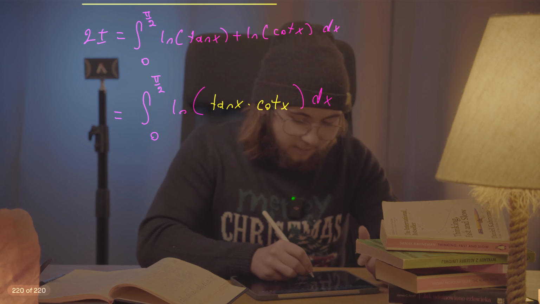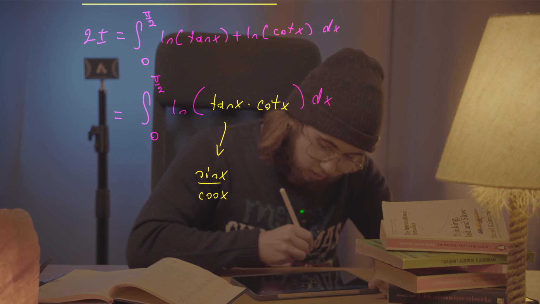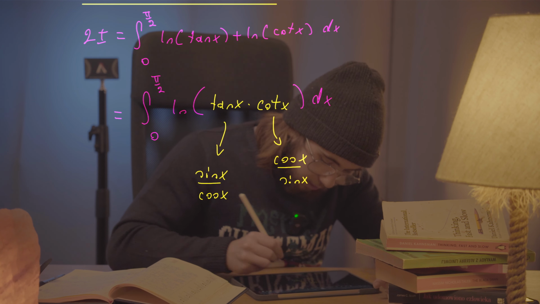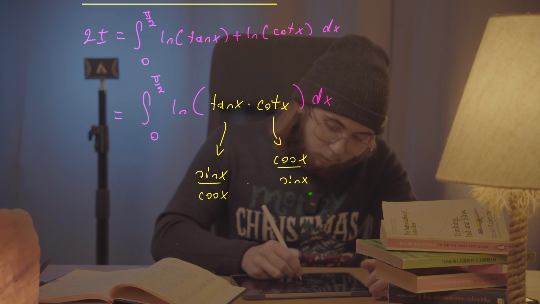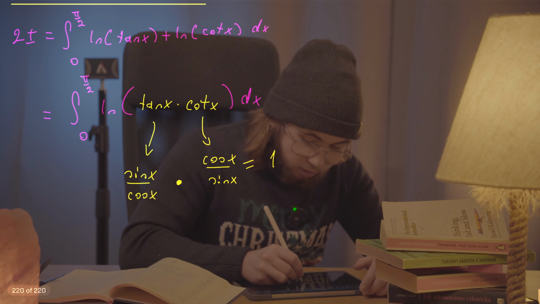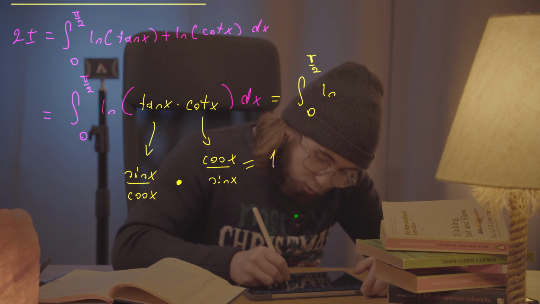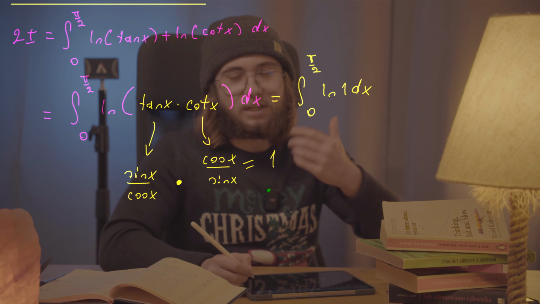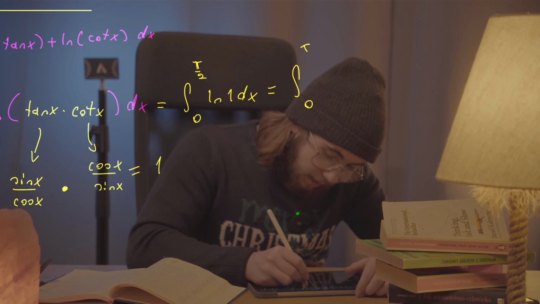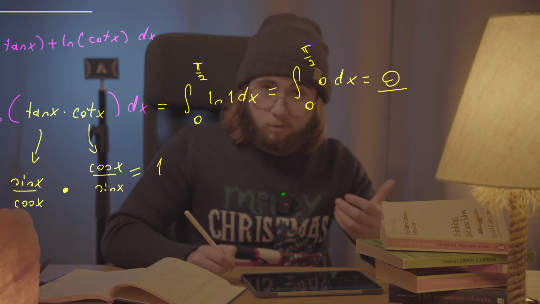But the nice thing is that this tangent of x is just sine of x divided by cosine of x, but this cotangent is just cosine of x divided by sine of x. And so when we multiply those two together, we'll get just a plain old 1. And so this entire integral will just become an integral between 0 and pi over 2 of the natural log of 1 dx, but the natural log of 1 is just 0, and so we are integrating a 0 in a definite integral, and so we will get that it is equal to 0.